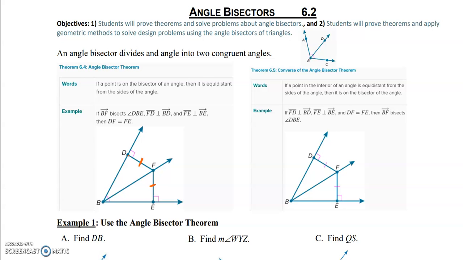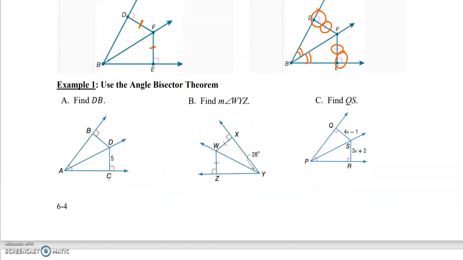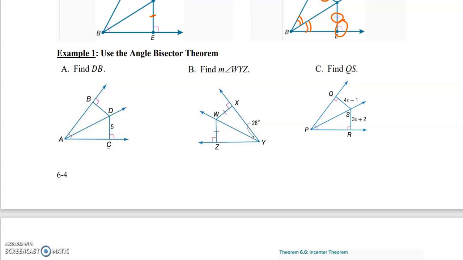The converse going the other direction is if we know that those are congruent and we know that those are perpendicular, then we know that this angle is congruent to this angle and it's being bisected. So we can go the other direction and say that the angles are congruent. So it's either going to be the segments here if we know the angles, or we have the segments and then we know the angles.